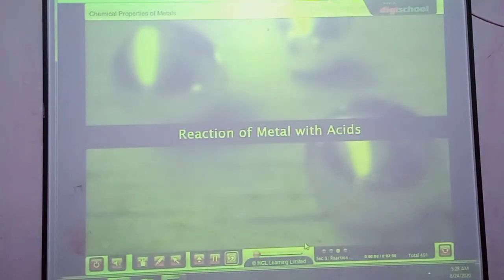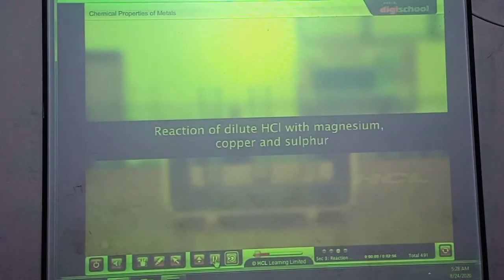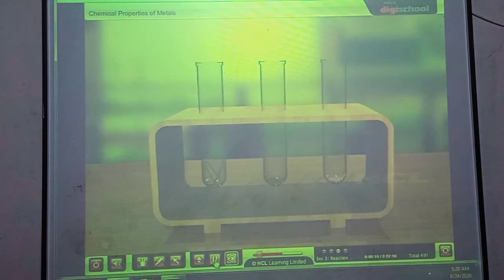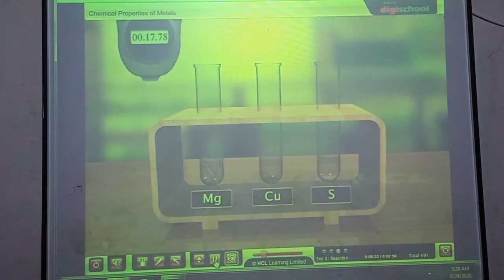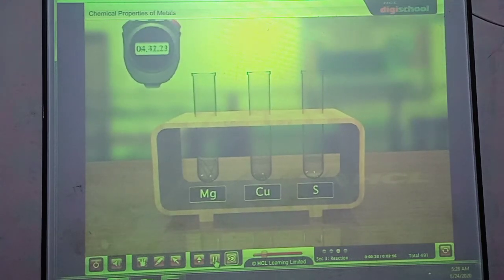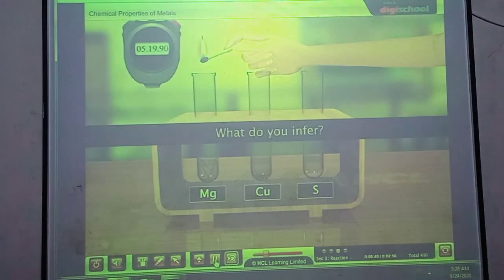Next comes reaction of metals with acids. Let us perform an experiment to understand how different substances react with dilute hydrochloric acid. Take samples of magnesium, copper and sulfur powder in different test tubes. Add 5 ml of dilute hydrochloric acid to each of the test tubes. After a few minutes, bring a burning matchstick near the mouth of each test tube. What is your inference from this experiment?